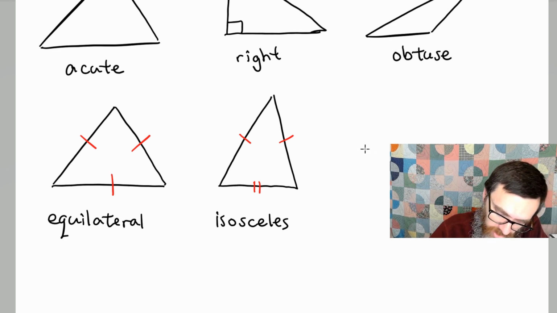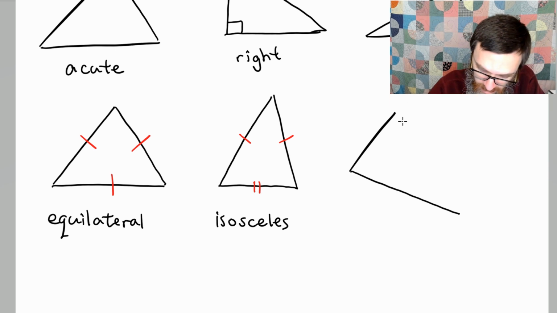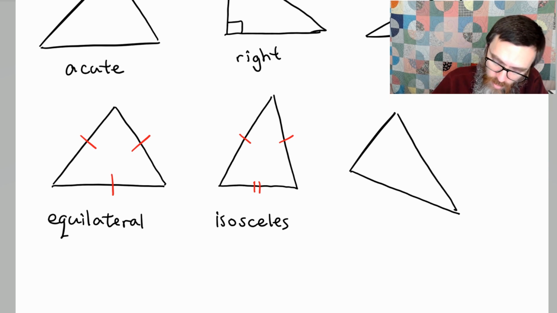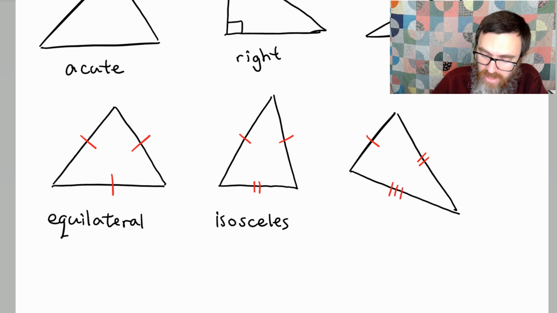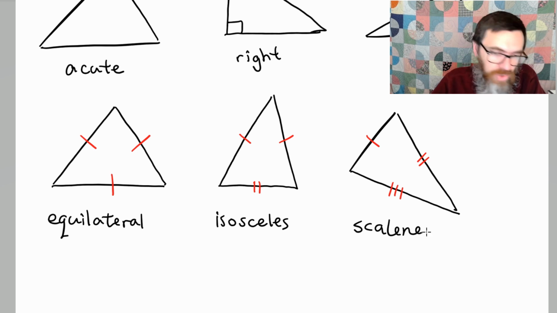And then you could have this situation, where this side length is different from that one, which is different from that one. Like no two side lengths are the same. And this kind of triangle is called a scalene triangle.